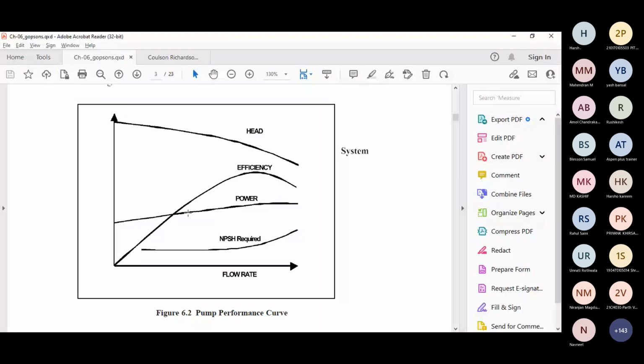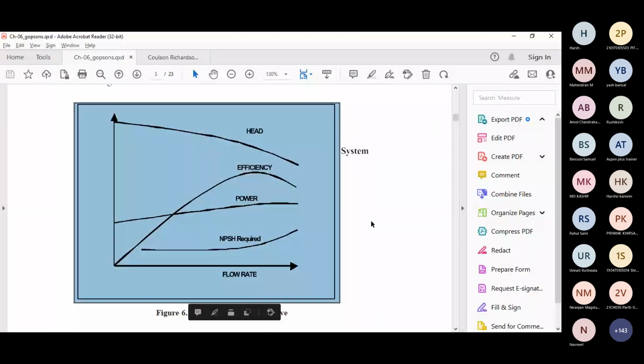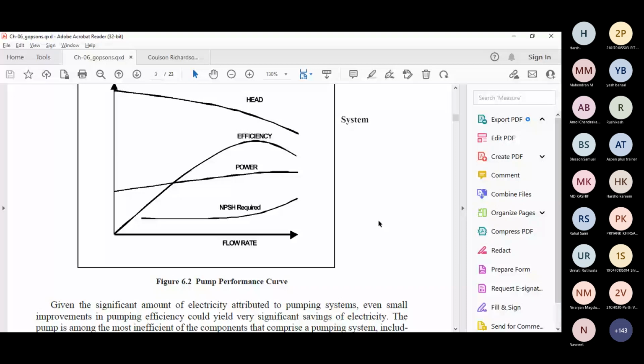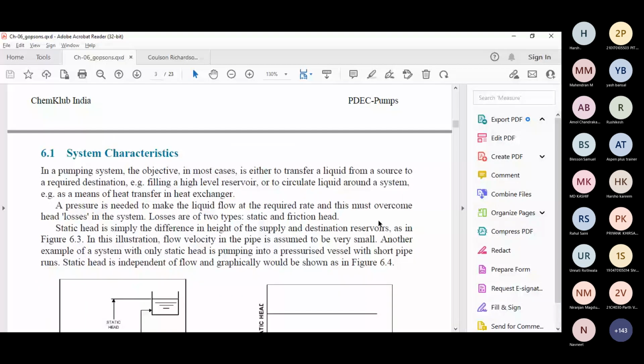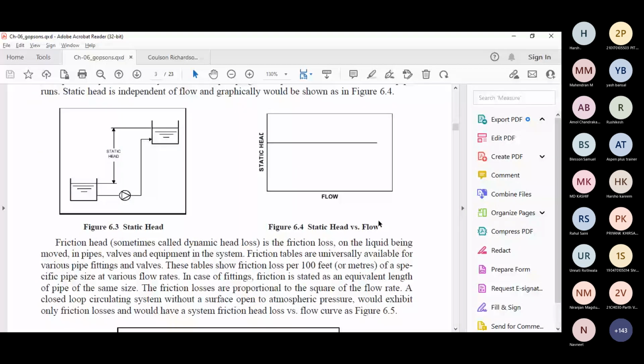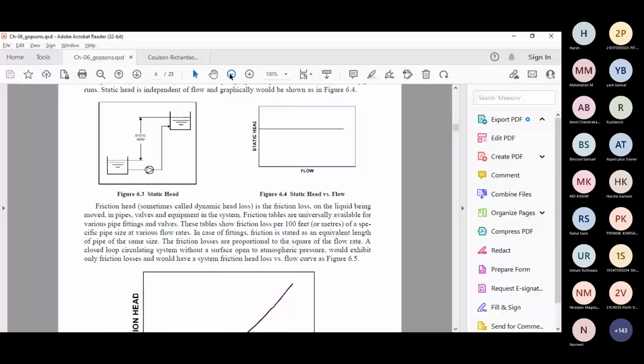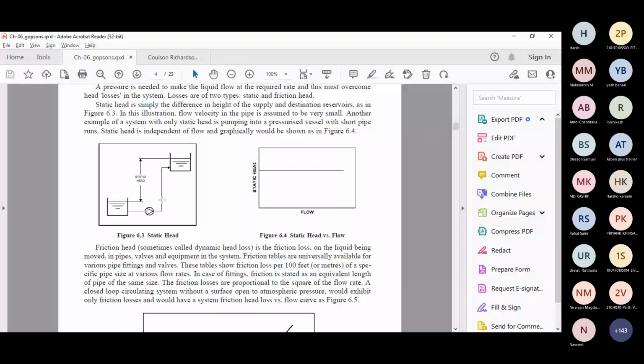So moving ahead, we'll see some case studies. We will see what the system curve is. Suppose there is a suction tank and this is the pump. So there is some suction head. What is this suction head? That is nothing but the head created because of the fluid in the suction tank.